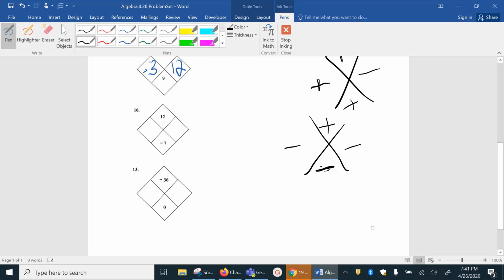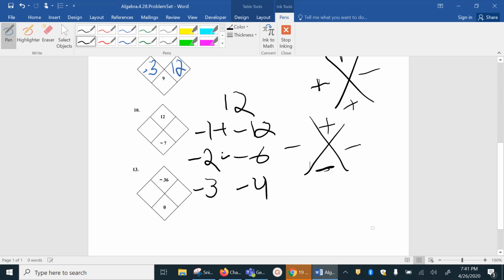So ready? I'm going to put +12, and then -1, -12. -2, -6, -3, -4. Add them up. And right away, because I know that 3 plus 4 is 7, it's going to be -3 plus -4 equals -7. I'm done. So -3, -4.